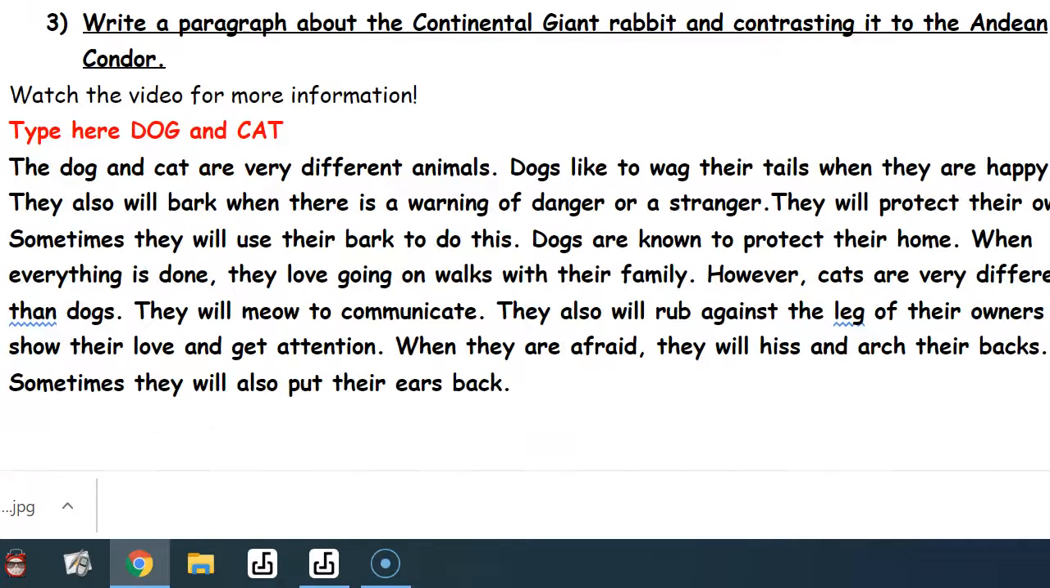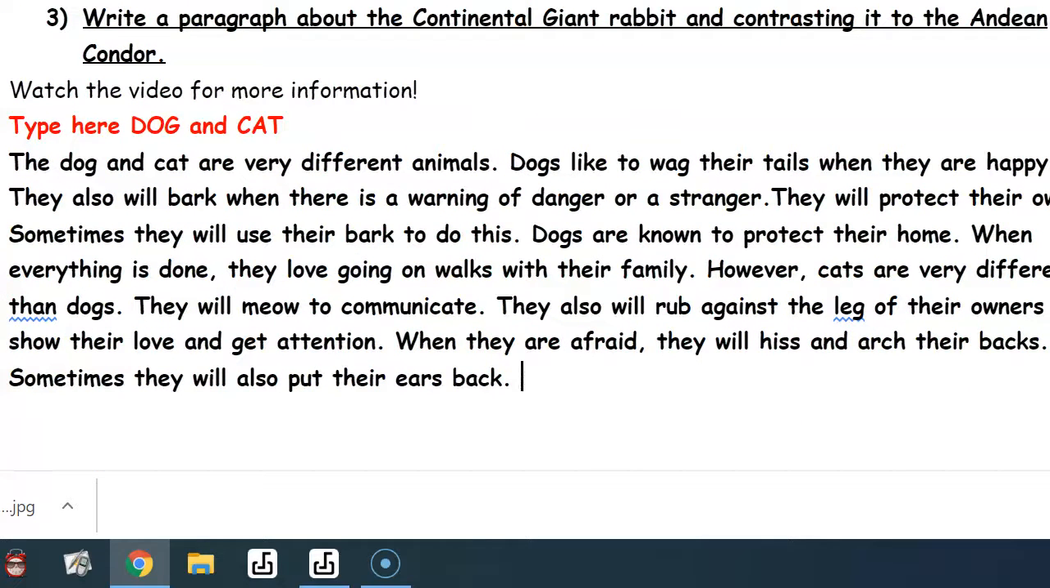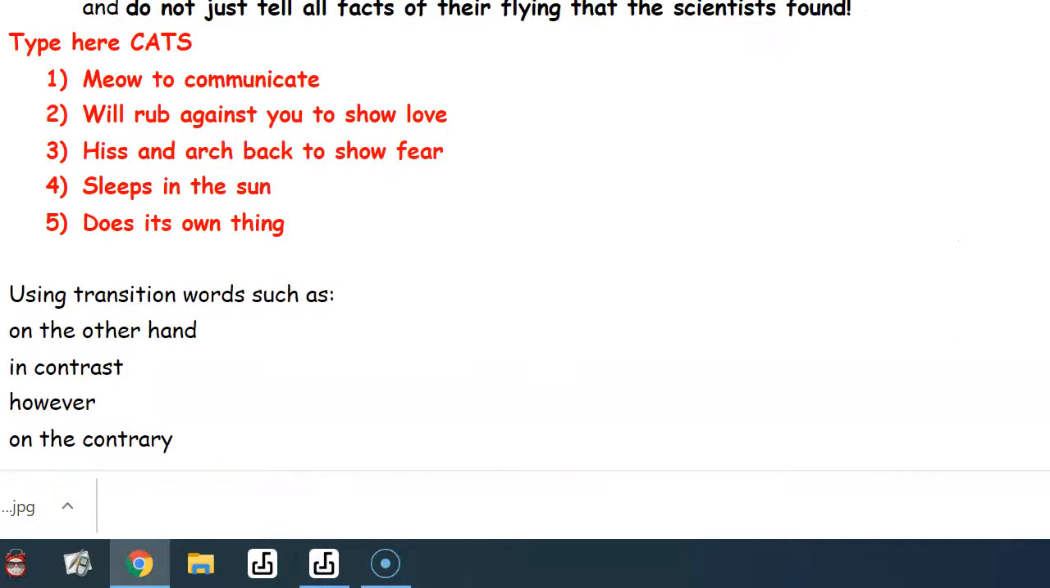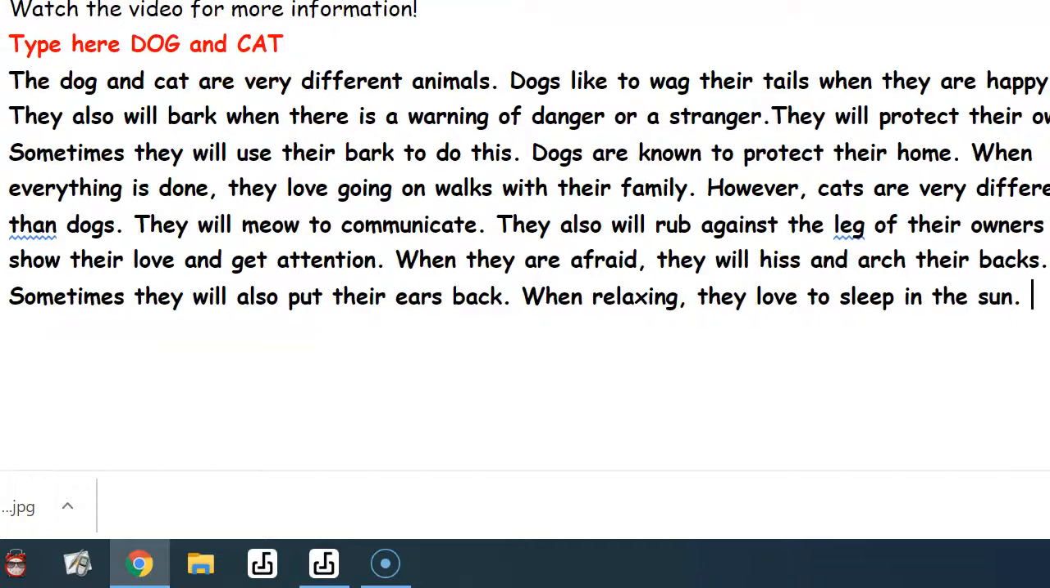Okay. Oh, but they love to sleep in the sun. When relaxing, that's when they are relaxing. They're in the sun. Relaxing, they love to sleep in the sun. And the last one, they do their own thing. Lastly, they just love doing their own thing. So now I'm done with all my details about cats and dogs. So I'm going to do my wrapping up sentence.